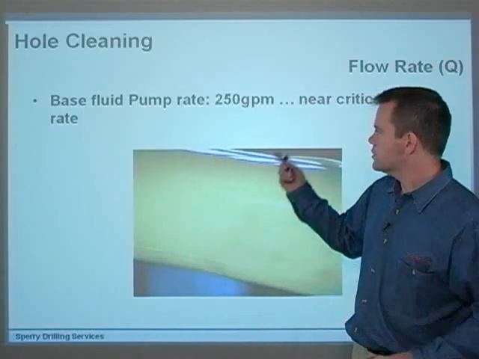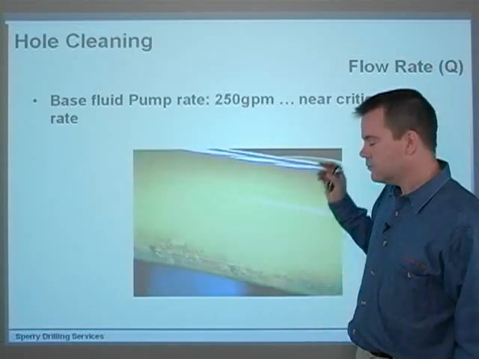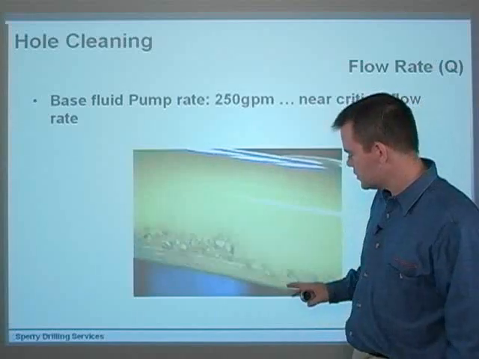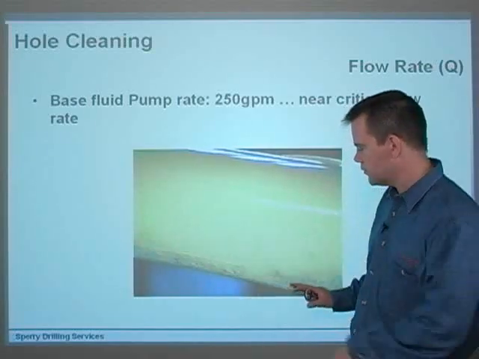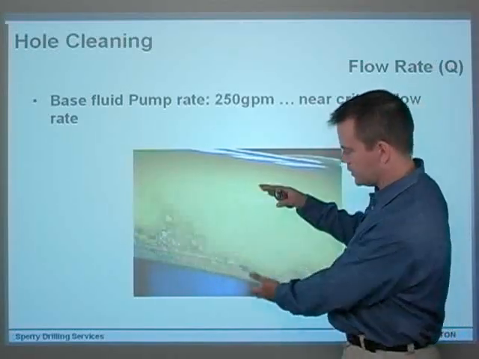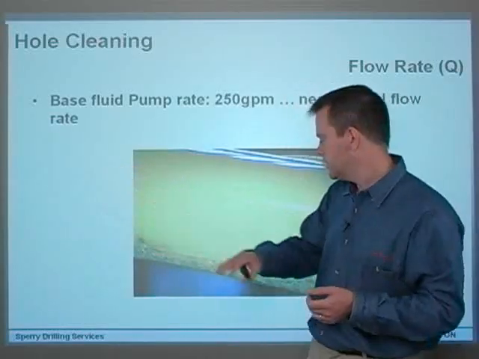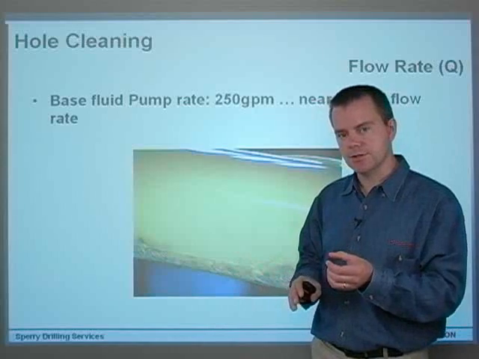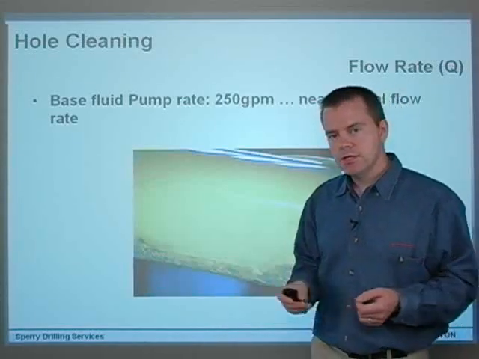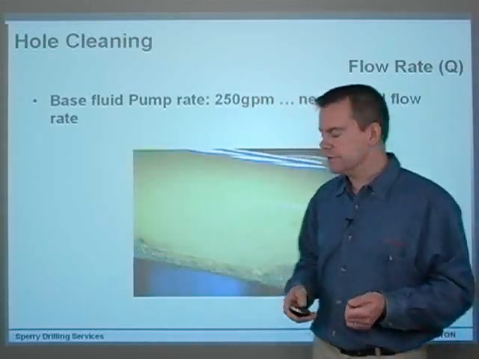Now if we increase to 250 gallons per minute, that's near the critical flow rate. We can see that we've got a very thin bed on the bottom. We've got these dunes going up. The dunes aren't particularly high. Whenever they get above a certain height, they were just getting the top chopped off them. So we've got a thin layer of cuttings. Again, not totally effectively cleaning the wellbore.